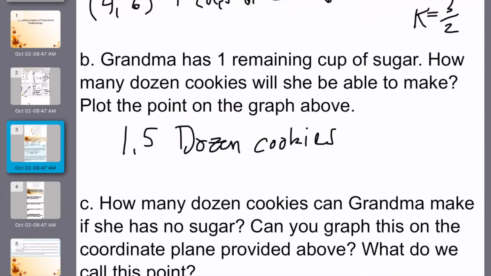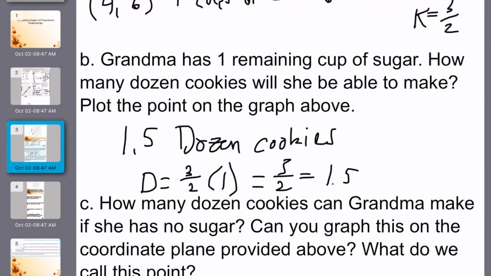I can also think about it like this. If I use my equation from before, just similarly, knowing that my constant of proportionality is different, this time it's 3/2, and my number of cups of sugar is 1, that's 3/2 times 1, which is the same thing as 1.5. So I know that I'm going to have 1.5 dozens of cookies.